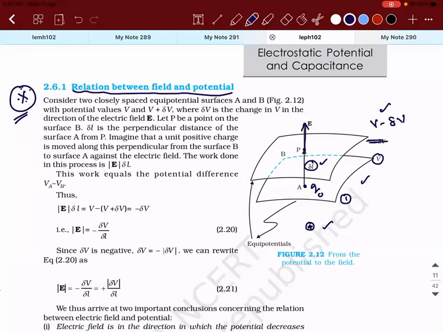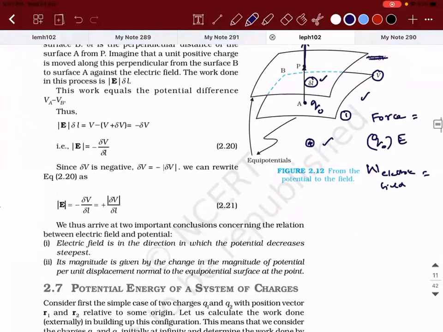Now the question is, what is the force experienced by this test charge due to the electric field of the source charge? Can I say force is equal to charge multiplied with E? F is equal to Q0 E, where Q0 is the charge and E is the electric field due to the source charge. Accepted? Now, what is the work done by the electric field? Work done is equal to Q0 into E into delta L.